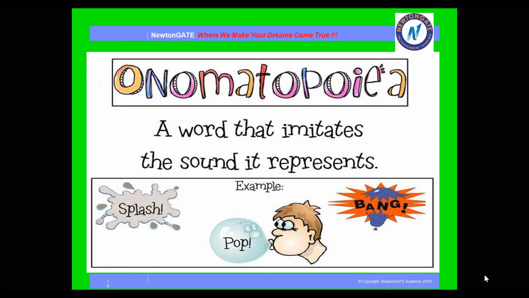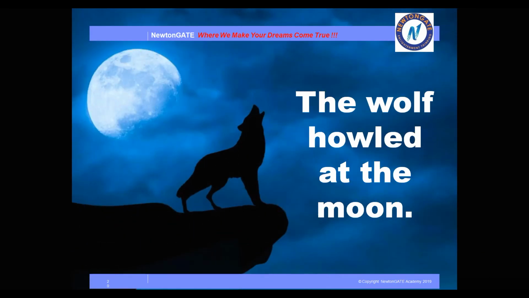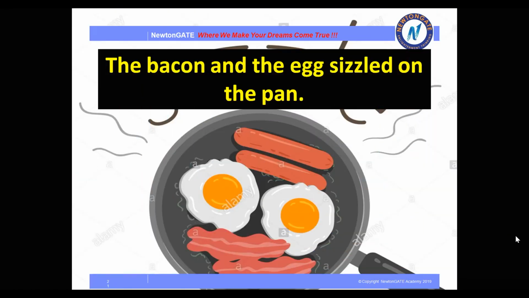Now, let us look at a few examples of onomatopoeia. The wolf howled at the moon. The bacon and the egg sizzled on the pan.